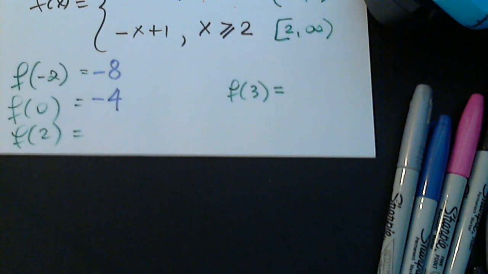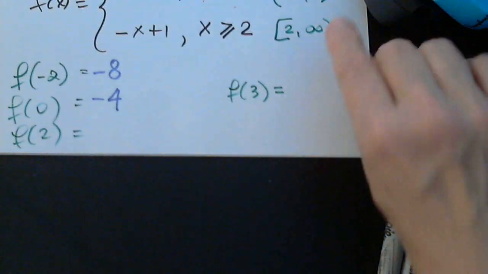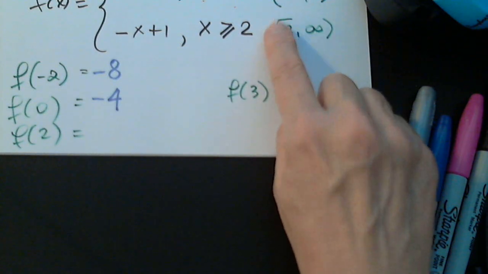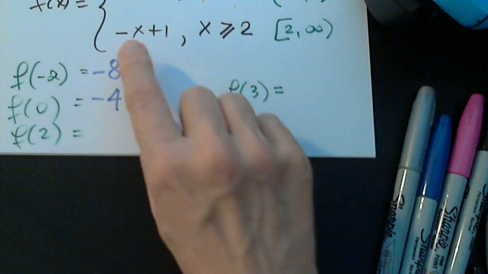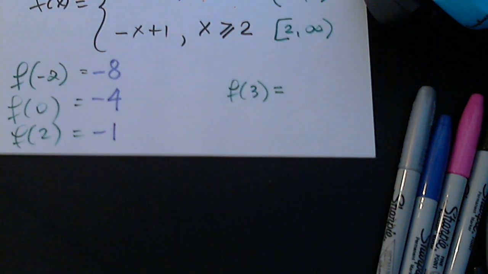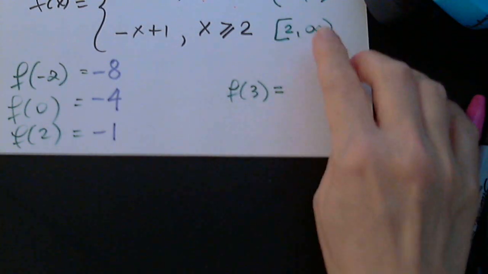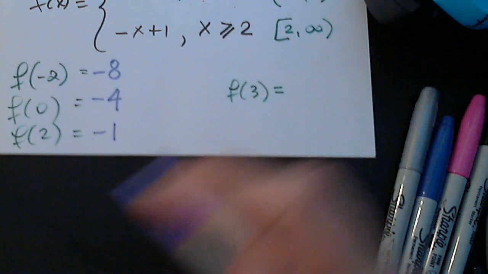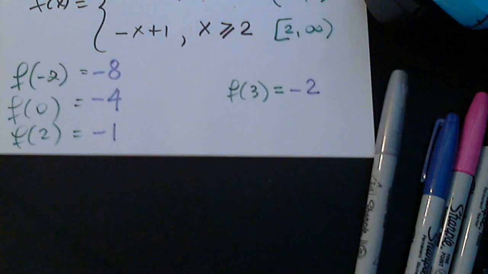f of 2. The bottom one? Yes. I cannot put it here because it's a parenthesis. I must put it here because it's the equal symbol. Negative 2 plus 1, negative 1. Excellent. Final one, f of 3. Bottom one? Yes, of course, it belongs here, not here. So negative 3 plus 1 is negative 2. Awesome. Great job.